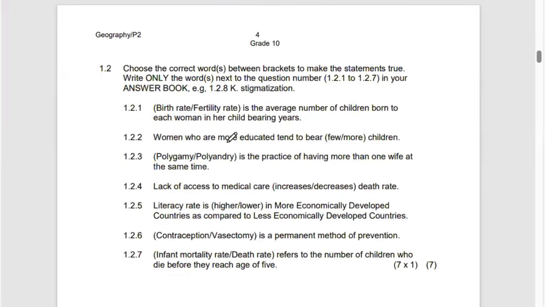Choose the correct words between the brackets to make the statement true. Is it birth rate or fertility rate, which is the average number of children born to each woman in her childbearing years? That is the fertility rate. Our fertility rate, we are looking at the number of children that an average woman can produce during her childbearing years.